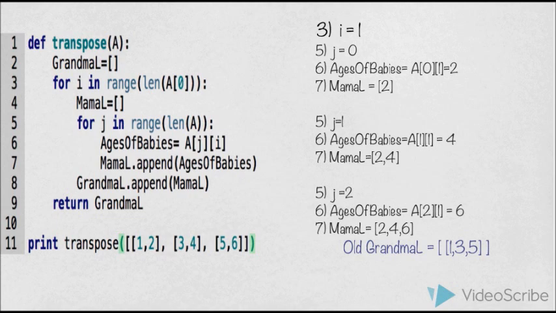There are no other mamas in this family, so there is no other loop of i. So we just finish it here. The final grandma list is a large list with 2 lists in it, a list of 1, 3, 5, and a list of 2, 4, 6. And that is the list that is to be returned.